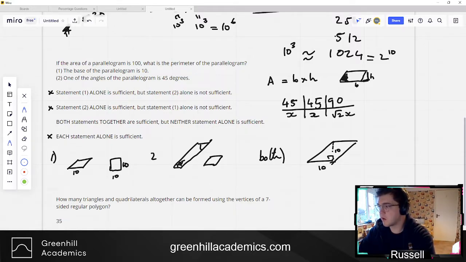So we know, since the sides are the same and we have a right angle, that the remaining angles are 45 degrees. And since we know these two sides, x and x, we know that the remaining side, which is root 2 x, is root 2 times 10. And we know that this is the same with here. And we know that this is 10. So we now know the perimeter, and this means that both statements together are sufficient.